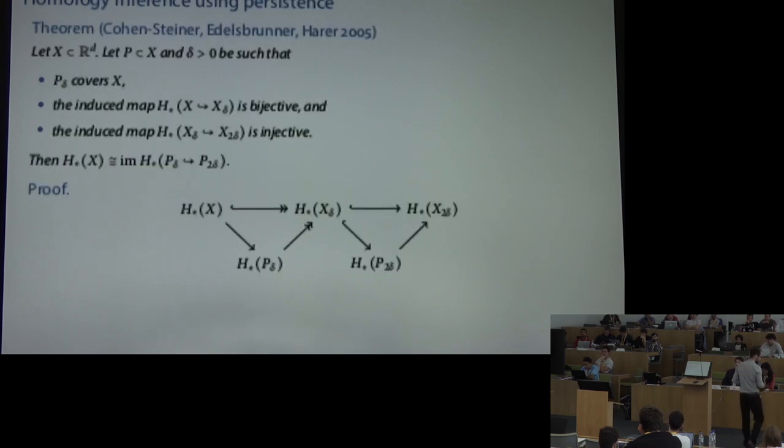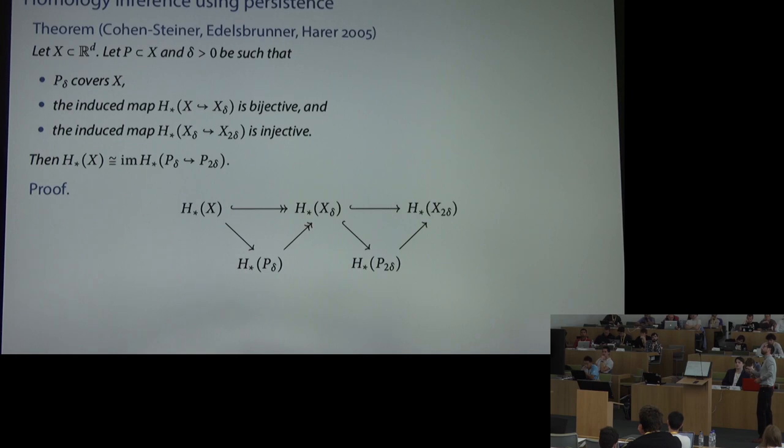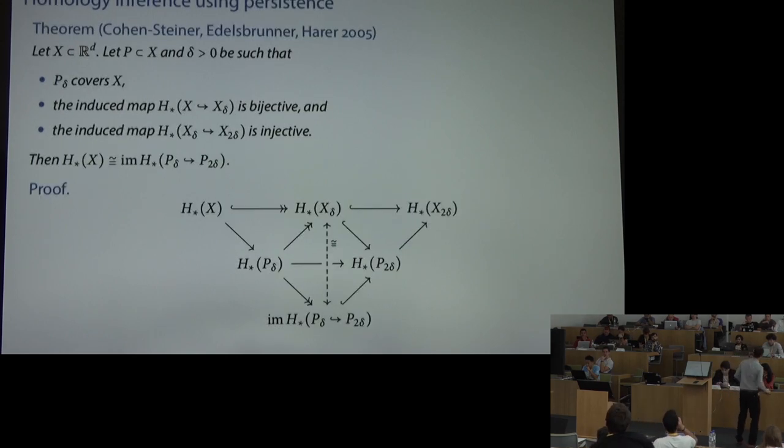And we have a similar situation on the right. The map from X delta to P two delta is injective. Now, if you're familiar enough with basic linear algebra, this tells you something. I have a map here. So the composition of these two maps that we just understood a bit better is a composition of a surjection followed by an injection. These are linear maps. What does this tell us about the object in the middle? Whenever I have a surjection followed by an injection in linear maps, then the object in the middle is isomorphic to the image of this map.